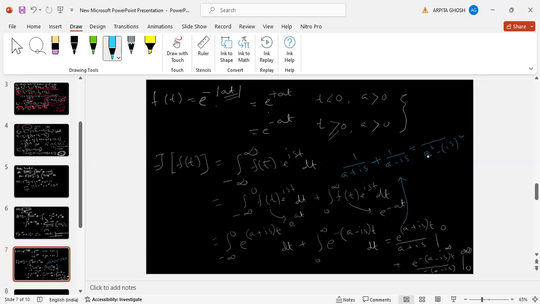So this is your 2 times a. This is 2a divided by, what will the bottom be? i square is minus 1. So 2a by s square plus a square. So this is our second function whose Fourier transform we have to remember, that is e to the power minus a mod t, and the result is 2a by s square plus a square. This is the second function whose Fourier transform we have to remember.